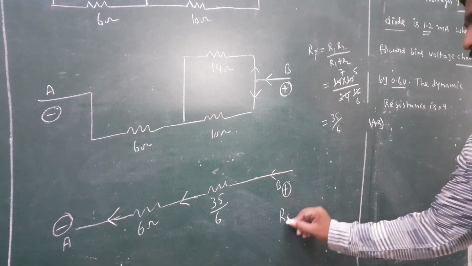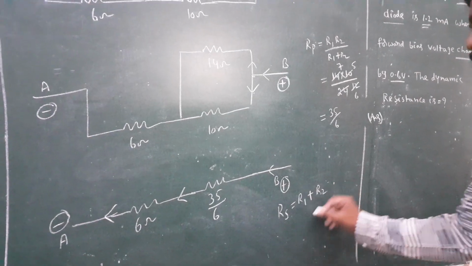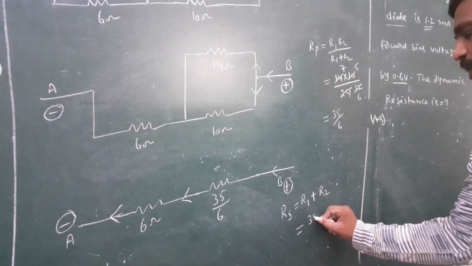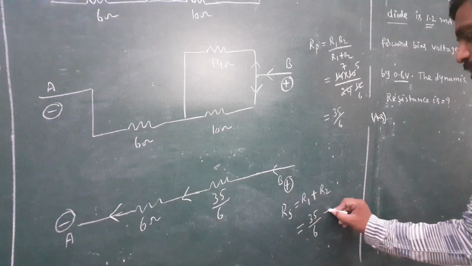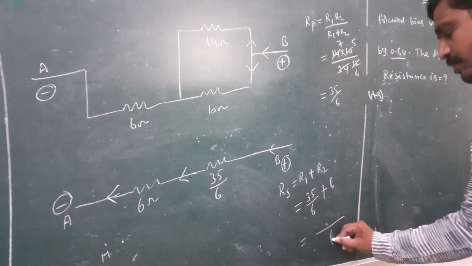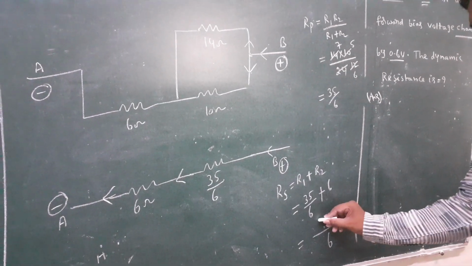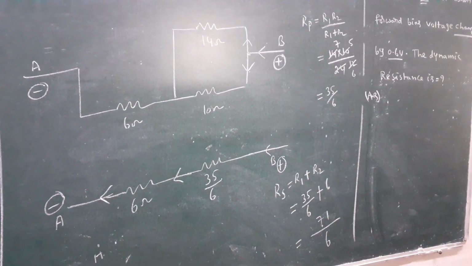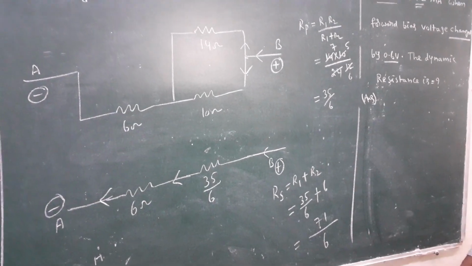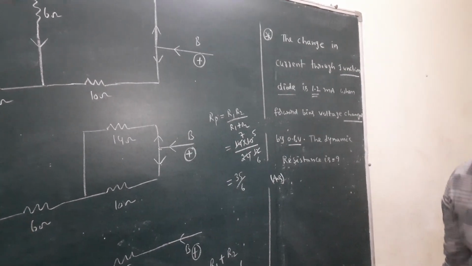In series, what is the Rs formula? R1 plus R2. What is the R1 value? 35 by 6, plus the R2 value is 6. What is the LCM? 6. 6 into 6 is 36. 36 plus 35 is 71. Okay, it will be solved. This is the Telangana MSET 2017 problem.